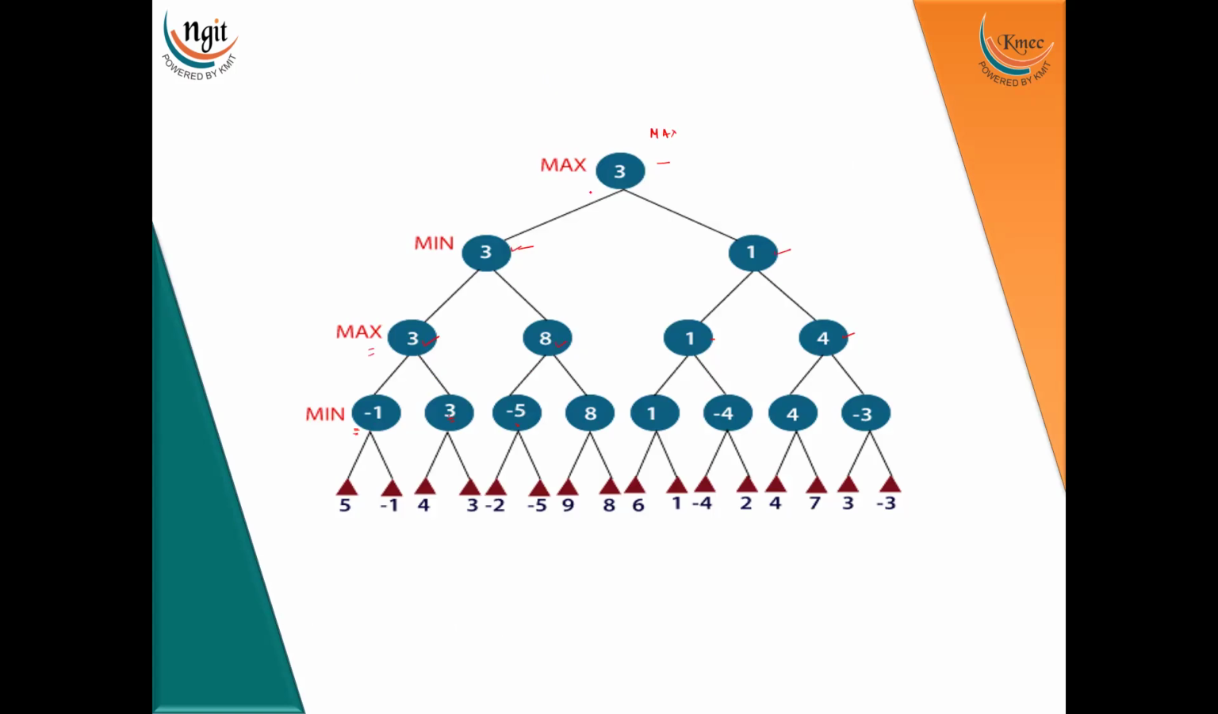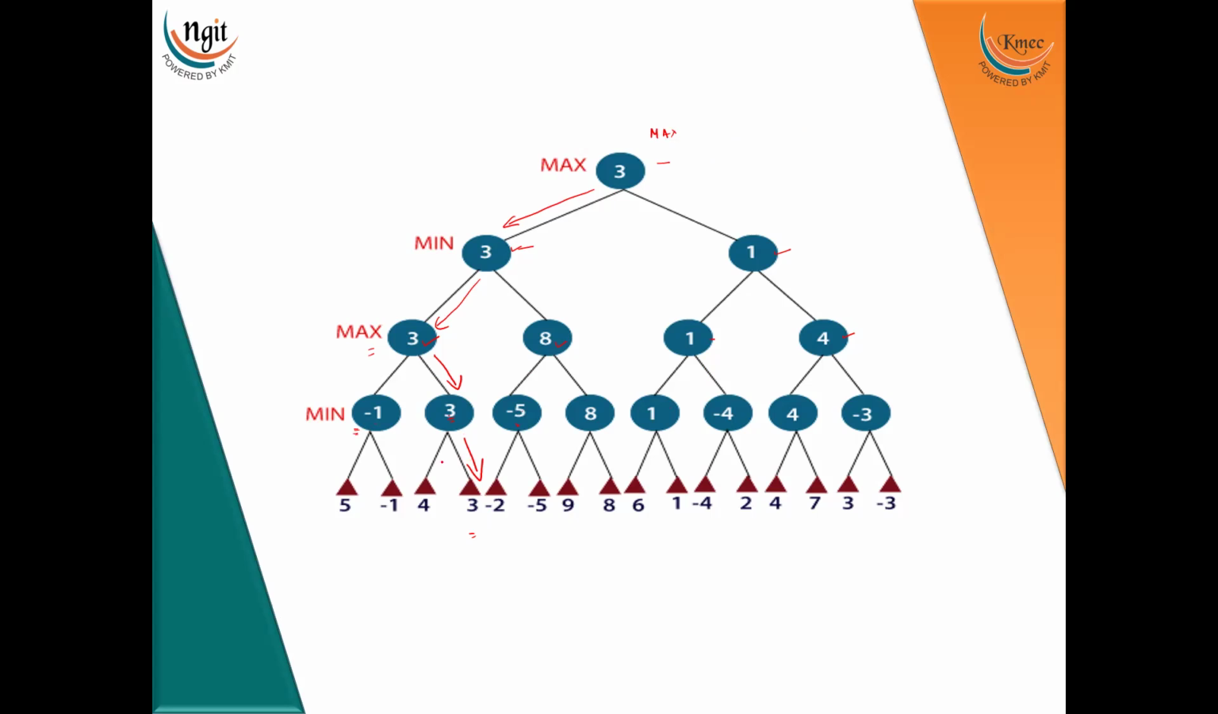So now the path is the maximum. Now the maximum is 3. That is the maximum utility value of this particular game tree; the utility value here is 3. Okay. In that way, we are going to conclude this min-max algorithm.